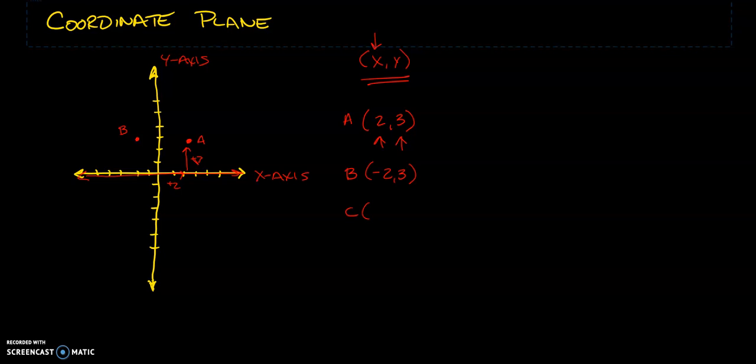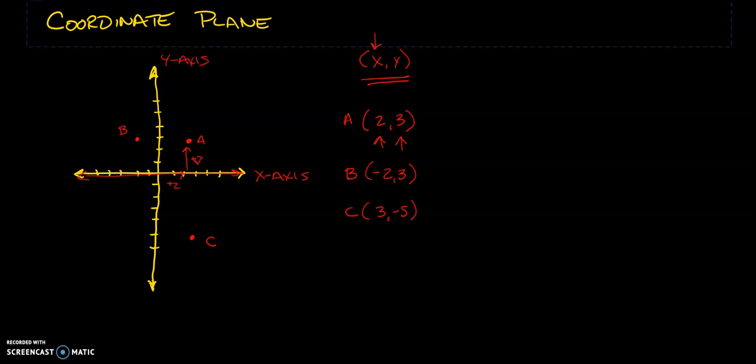Well, what about point C? Why don't we do 3 and -5? That's going to put me going from the origin, 1, 2, 3 on the x-axis, and then down 5 on the y-axis, which is going to put me at a point right there. So over 3, down 5, boom. And we'll call that point C.